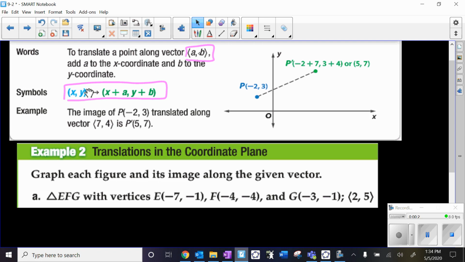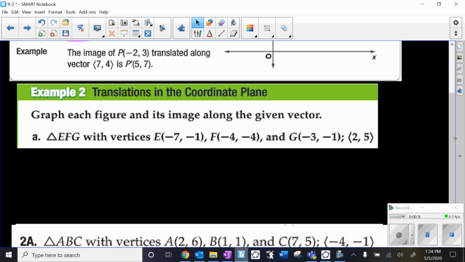And really what you do is you take your point and you add on your vector. So I'm going to take my x coordinate and add on a, and I'm going to take my y and add on b. And you can see that's what they do here, x plus a and y plus b.